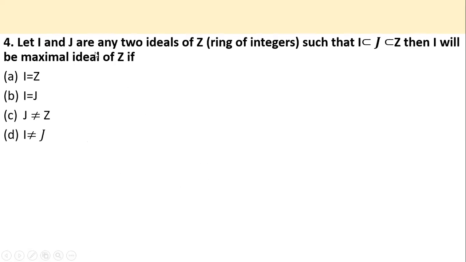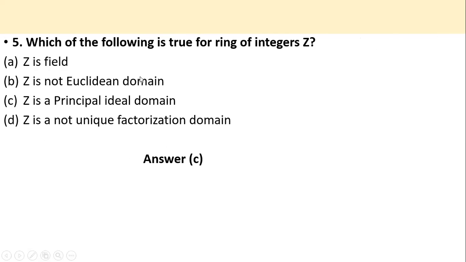Let I and J be any two ideals of Z, the ring of integers, such that I is contained in J, which is contained in Z, then I will be a maximal ideal of Z if, the answer is B, I = J. Which one of the following is true for the ring of integers Z? The answer will be C. Z is a principal ideal domain.